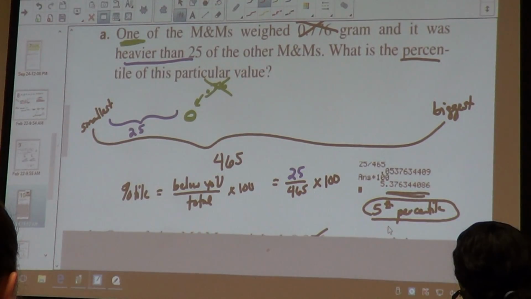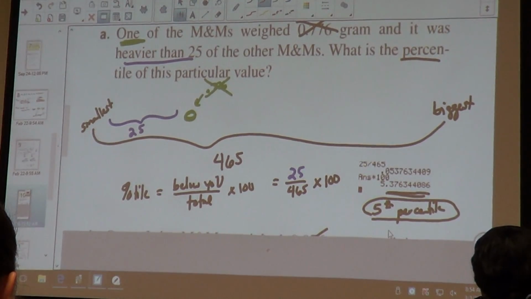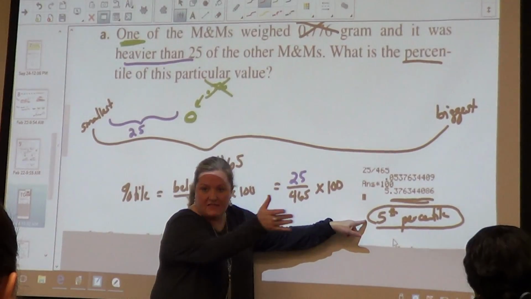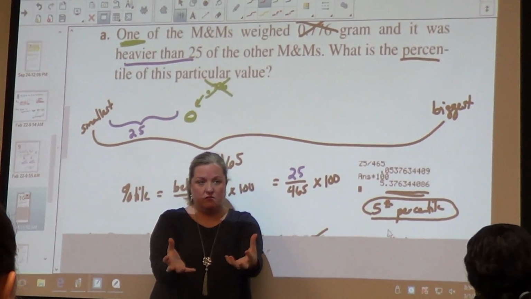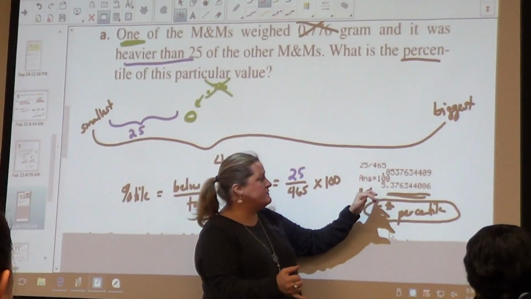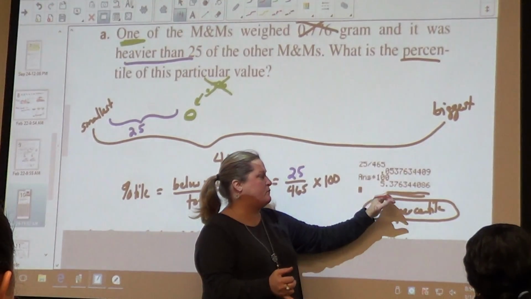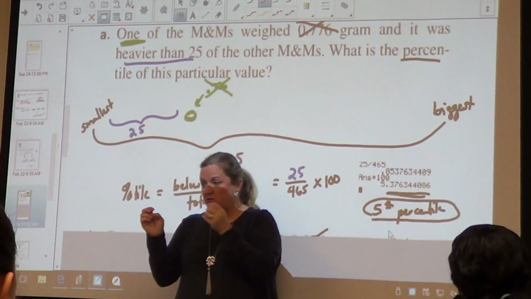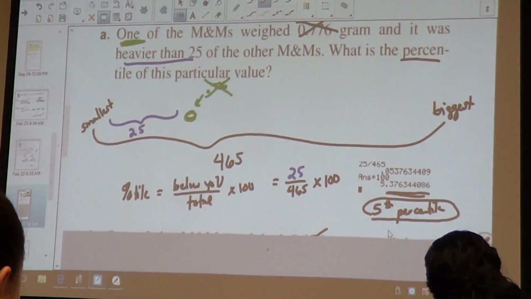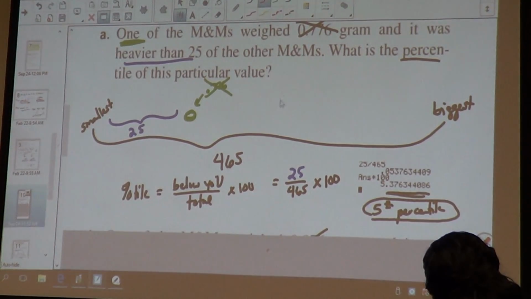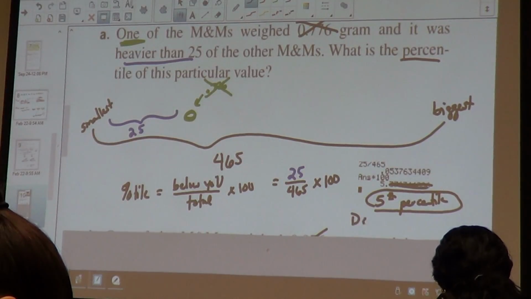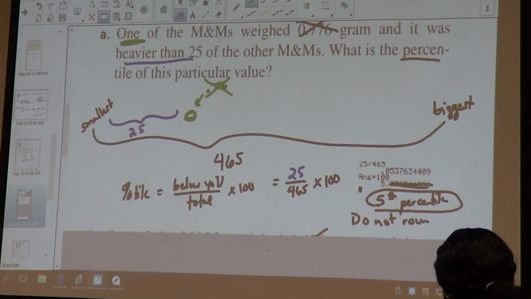Now, even if this was 5.99999, we would still say 5th percentile. If it's 5 point anything, it is in the 5th percentile. So if it's 5.1, 5.7, 5.2, 5.9, it is still the 5th percentile. We don't round. So no matter what that point is, you do not round. So I just mark that out, and I'm gonna put do not round.